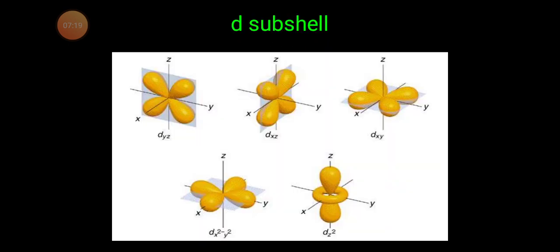D subshell is there. For the D subshell, we have 5 different orbitals. This is called doubly dumbbell or diffused orbital, where the value of L is equal to 2: dxy, dyz, dxz, dx square minus y square, and dz square. Some are the axial orbitals, some are the non-axial. The first 3 sets of orbitals are non-axial, where the lobes are not directly on the axis. The second category is called the axial orbital, where the lobes are pointed on the axis. So the first 3 are non-axial, the second 2 are axial orbitals, and the value for the d orbital is L equal to 2.